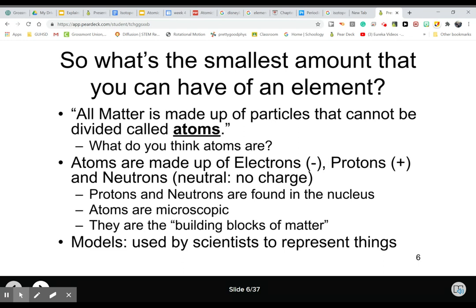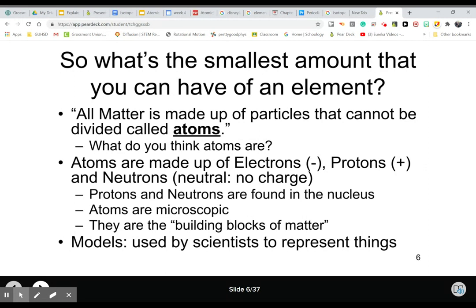I tear it in half again, and I still have aluminum. And one of the videos that you watched had something to do with if I were to break wood down into the smallest piece, I still have wood. And within every piece of wood dust, I have many different atoms. All matter is made up of particles that cannot be divided, and those are called atoms.